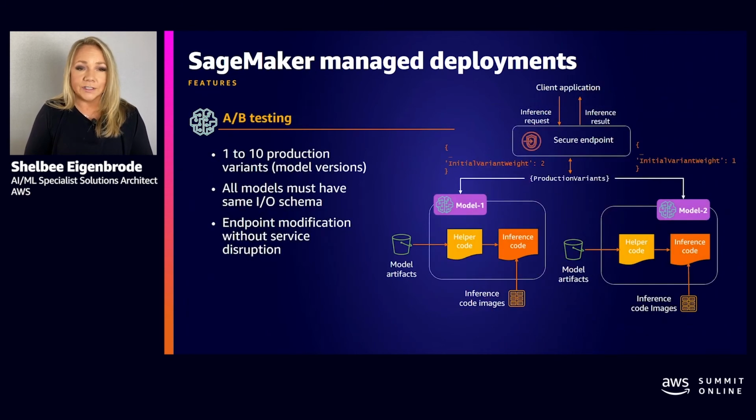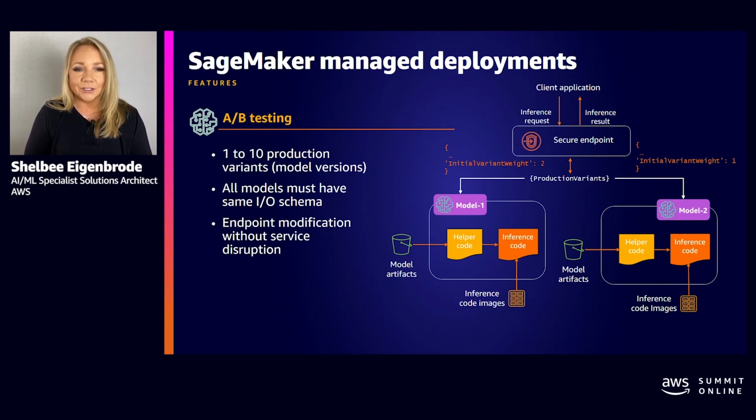Another popular feature is the ability to perform A/B testing. SageMaker has built-in support for A/B testing where you can test 1 to 10 variants or versions of your model behind a single endpoint. And this allows you to roll out new models to production by controlling the amount or which prediction traffic gets sent to specific model versions.